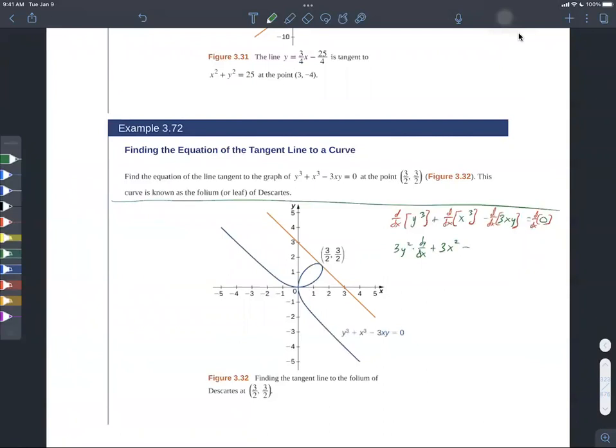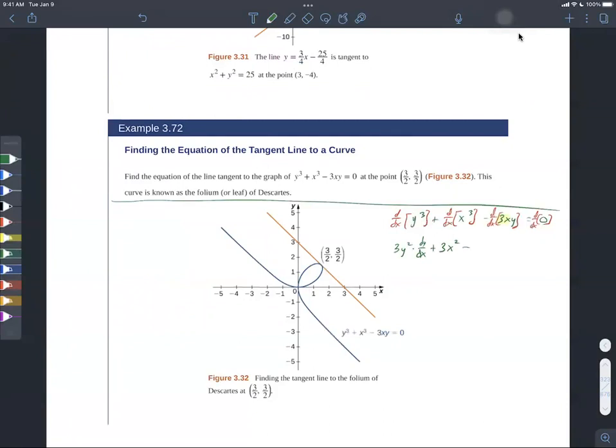Minus, and here we have minus the derivative of a product, 3xy. We're going to have to use the product rule, and remember that we're taking the derivative of a y in there, so we're going to end up getting a dy/dx somewhere. So we'll take the first function to be 3x, and then the second function to be y. And so what is the derivative here?